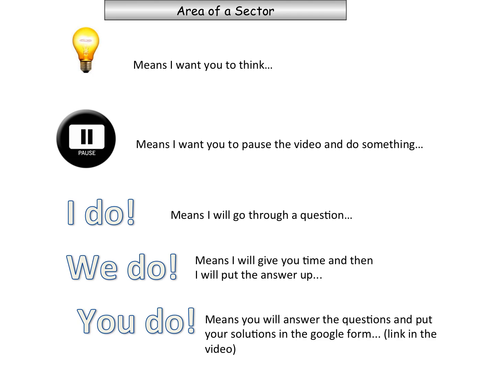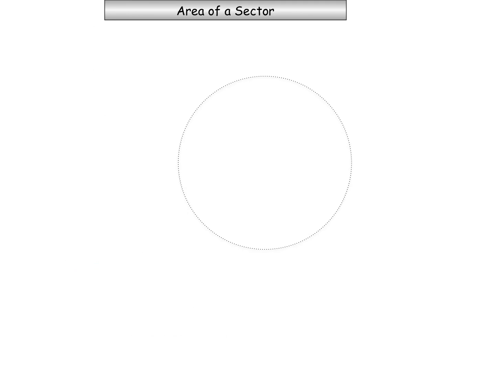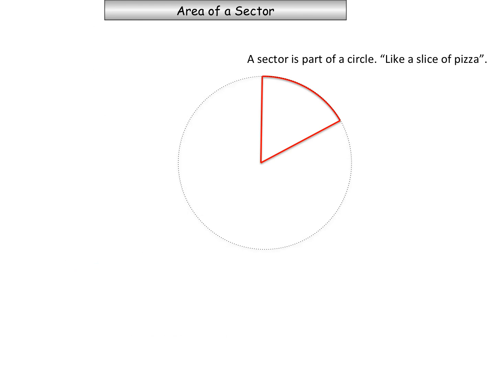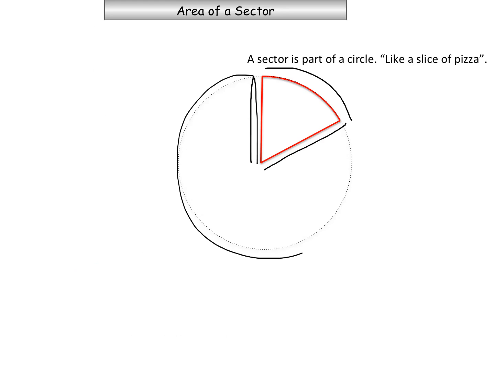Hi guys, in this video we're going to talk about and develop our understanding on the area of a sector. Now remember what a sector looks like. It's part of a circle that is enclosed by two radii and an arc length. It looks like a piece of pizza, or if it's a larger angle, this part here looks a bit like Pac-Man.